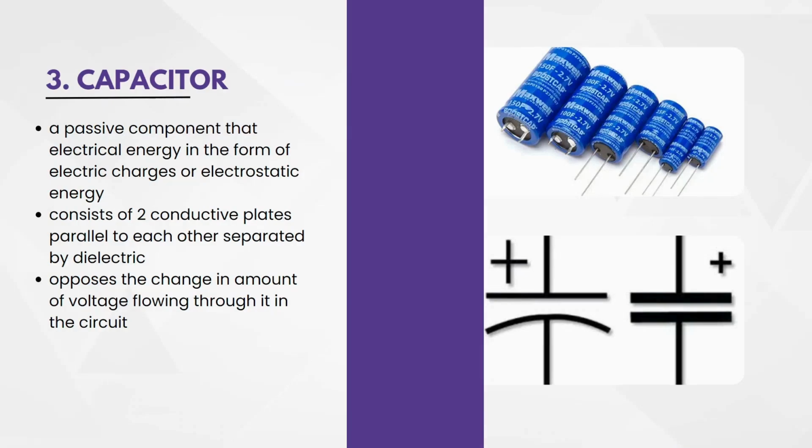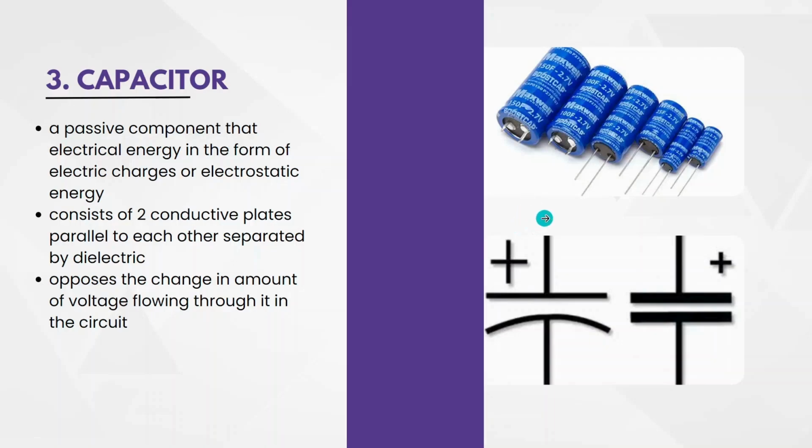Next, we have the capacitor. Again, a capacitor also will store energy in the form of something, and it will also oppose something. This opposes the change in amount of voltage, and it will store the energy from the battery, that is the electrical energy, in the form of electric charges or the electrostatic energy. These are the different sizes of capacitors. There are various types of capacitors which we will learn later.